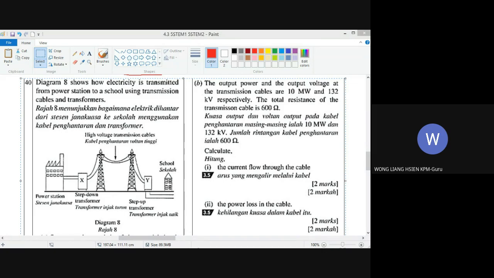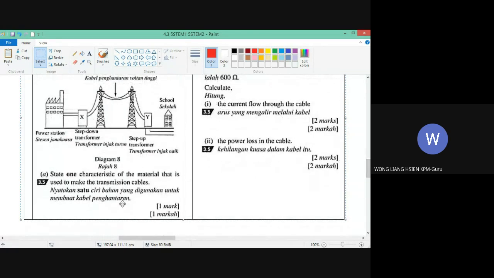Okay, question number 40. Let's look at this question. Diagram A shows how electricity is transmitted from a power station to a school using a transmission cable and transformer. Part A: state one characteristic of the material that is used to make the transmission cable.